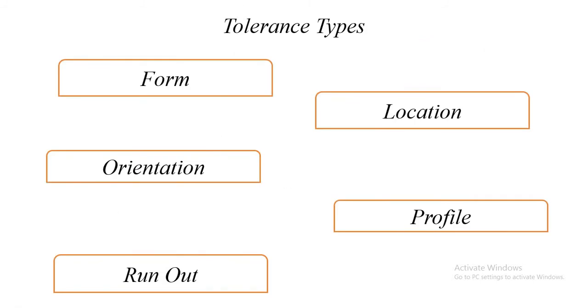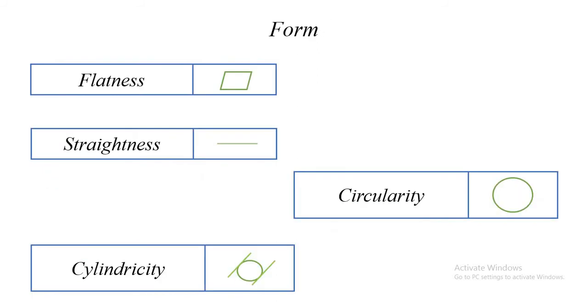Tolerance types. Tolerance are broadly classified as form, orientation, location, profile and runout. Form are further classified as flatness, straightness, cylindricality and circularity. So let us understand each of them in detail. What is flatness? It controls the flatness of a surface to its perfect form. Straightness, it controls the straightness of a feature. Circularity, it controls the form of a revolved surface, and cylindricality, it applies to the entire surface.